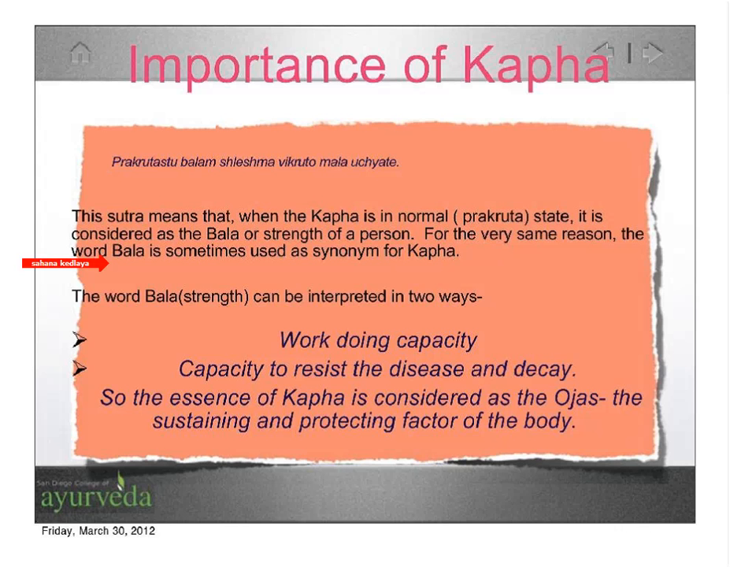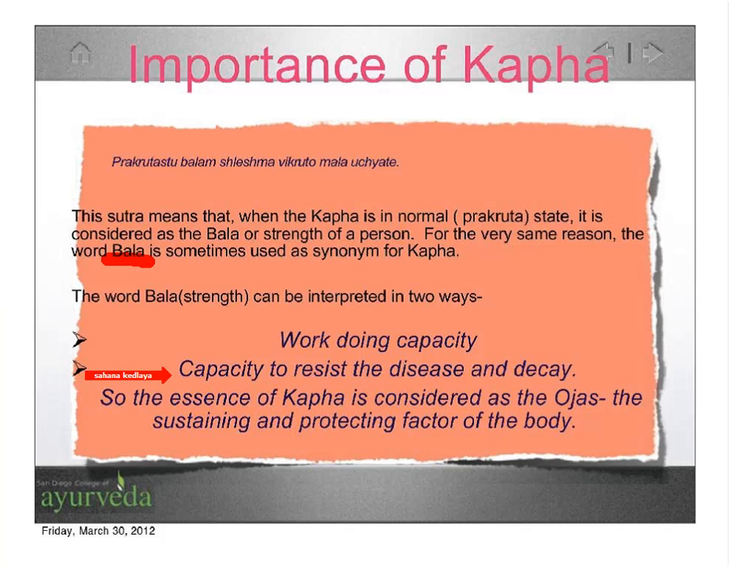So in the previous slide, we have seen that Shleshma is one of the synonyms for Kapha, and another synonym for Kapha is Bala. The word Bala is literally translated as strength in English. It can be interpreted in two ways. It can be the work doing capacity of the person, or the stamina or physical tolerance of a person, and also it can be the capacity to resist disease and decay.